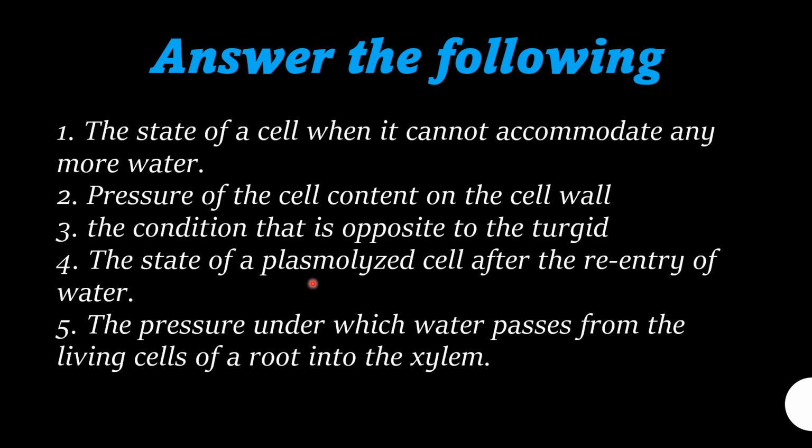The state of a plasmolyzed cell after the re-entry of water. Answer is deplasmolyzed cell, or we can say turgid cell, right? Deplasmolyzed cell is a turgid cell. The pressure under which water passes from the living cells of a root into the xylem. Root pressure.